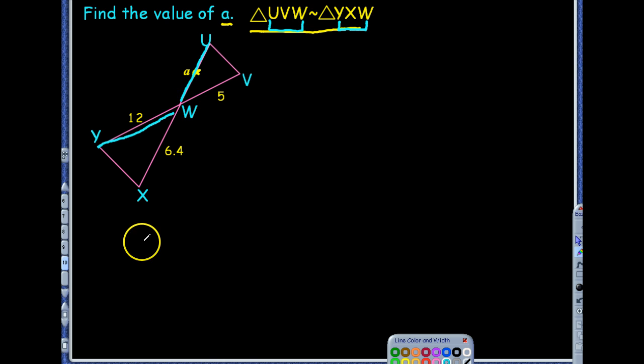So I'm going to write that ratio right now. Let's write 12 over A. And I could have done it in the other order and said A over 12. Now notice she's starting with this triangle, the 12, and going to this triangle, A. So we've got to be consistent on the other ratio. Now I'm just going to make sure that they match up. XW should correspond with VW, which they do. Okay, so I'm going to do my 6.4 over 5.